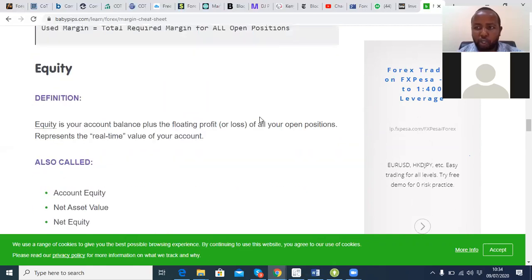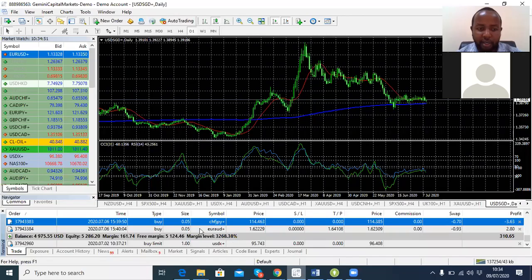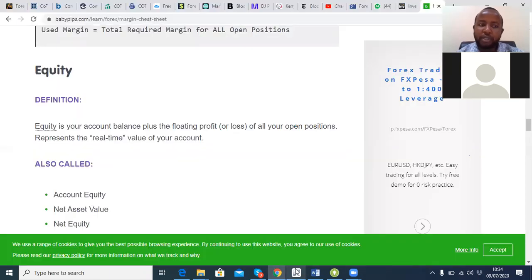Then equity is also important. I think you can see equity running here. Hope you can see equity here, 5286. That is your equity. So what is equity? Equity represents the real account value. If I need to know how your account is doing currently, even if you are running at a loss or at a profit, equity is your account balance plus the floating profit or loss of all your open positions. So it represents the real-time value of your account. If I really need to know how your account is doing, whether it is doing very well or badly, we just look at the equity here.